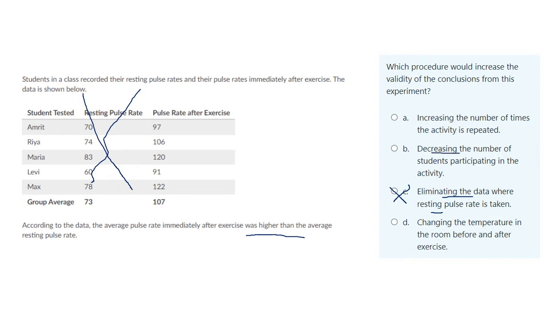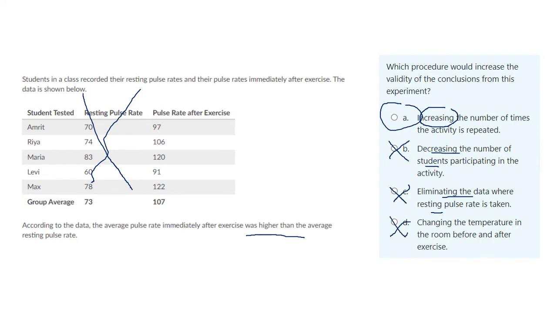Decreasing the number of students. Well, experiments are always more accurate the more times they are done. The more times you can repeat it, the more times that you can show that this is true, the more accurate and the more reliable your experimental data. So decreasing the number of students is not good. Actually, we want to increase the number of students.